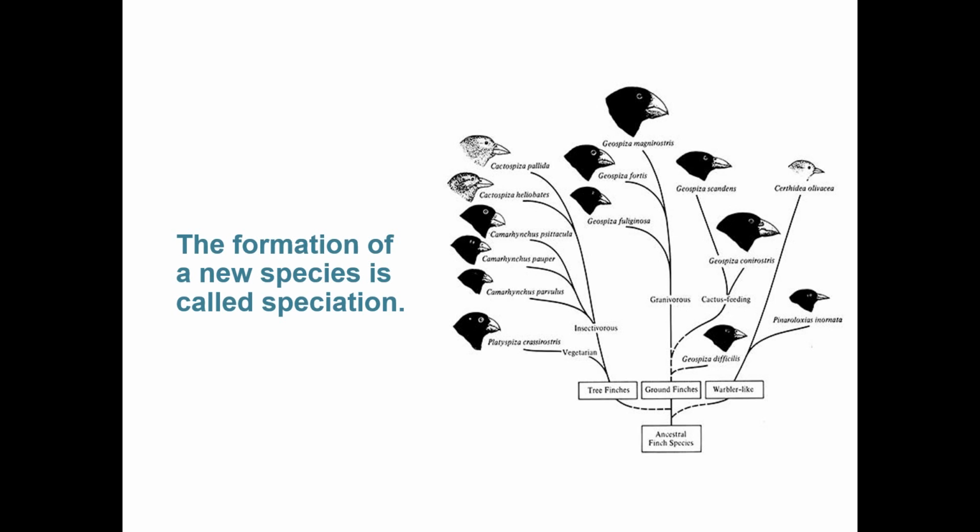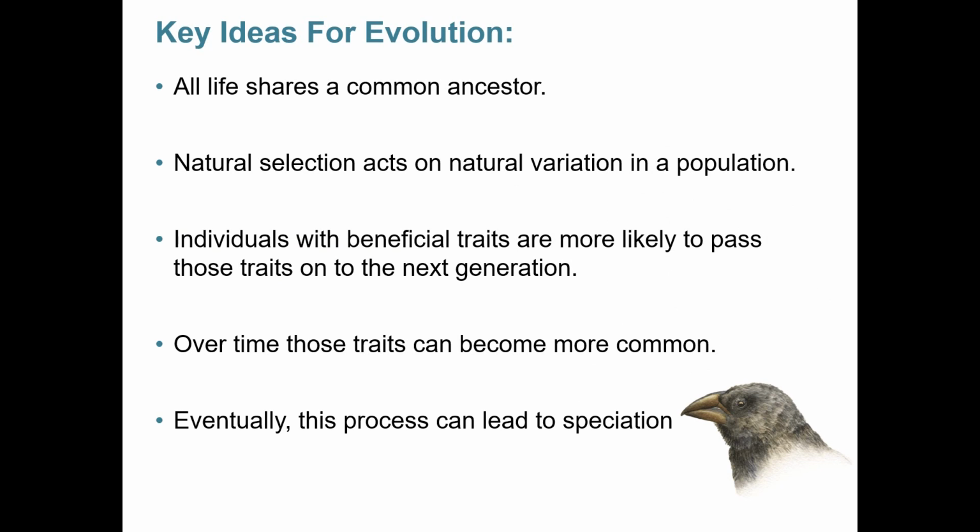So the key ideas here are that all life shares a common ancestor. Natural selection acts on natural variation in a population. This is variation that already existed. Individuals with beneficial traits are more likely to pass those traits on to the next generation. And over time, those traits can become more common. If this happens long enough, eventually it can lead to speciation.